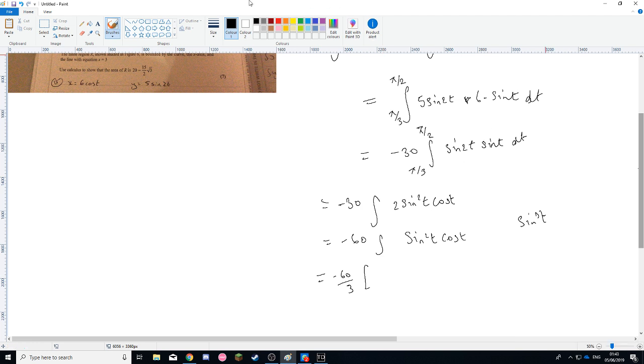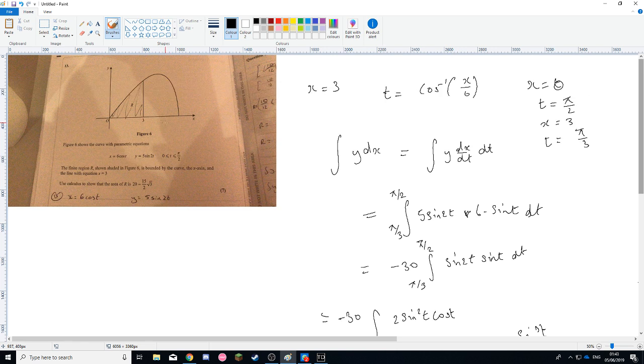The reason why I rearrange for t is because this is parametric. So when you integrate parametrically, you have to get it in terms of the parameter. Normally you just do integral y dx with respect to x, so your limits are with respect to x. But because this is parametric, you do y dx by dt times with respect to dt.